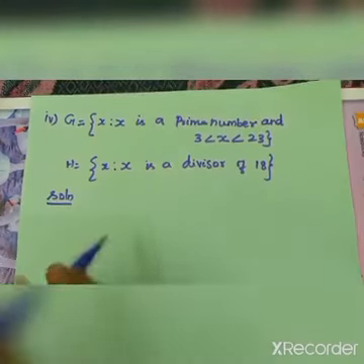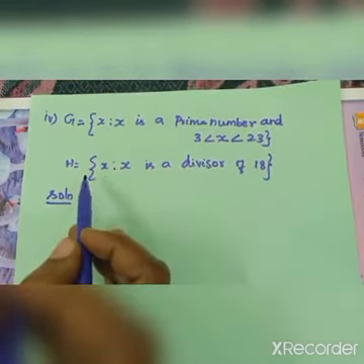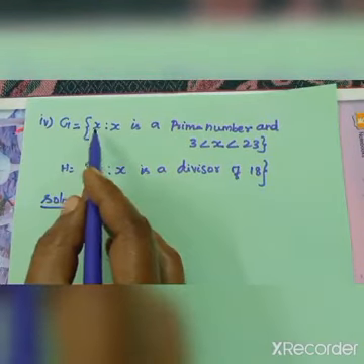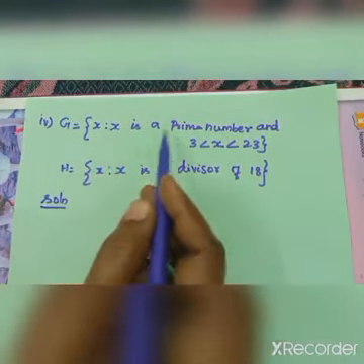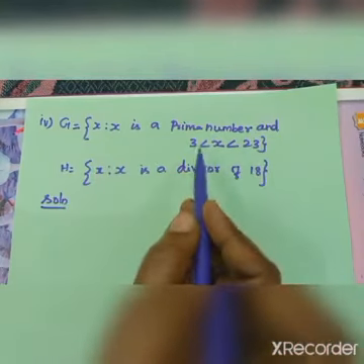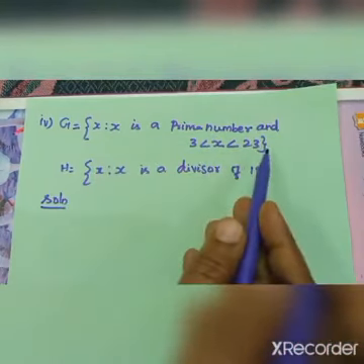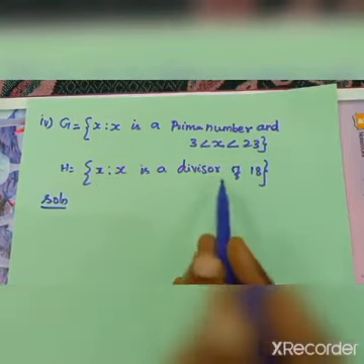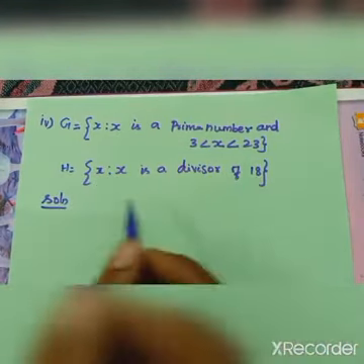Next, do the fourth subdivision. Second and third are homework for you. Fourth subdivision: G is equal to x such that x is a prime number and 3 less than x less than 23. H is equal to x such that x is a divisor of 18. Okay, let's do the solution.